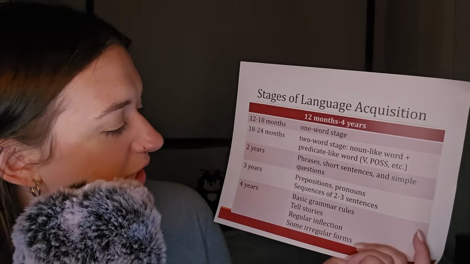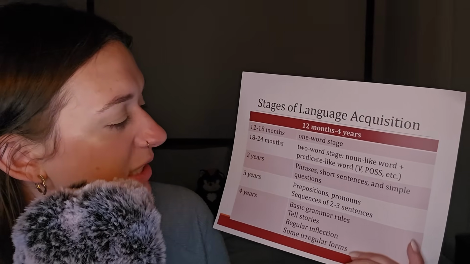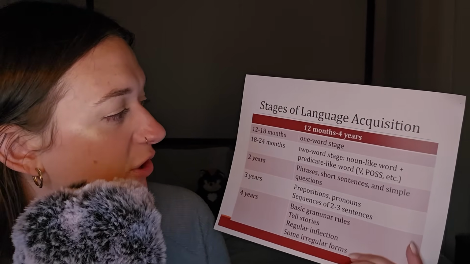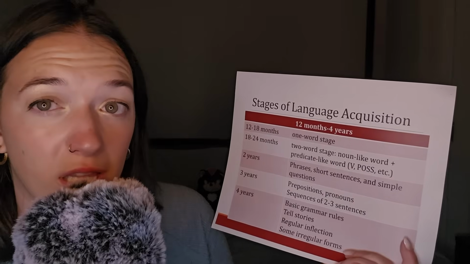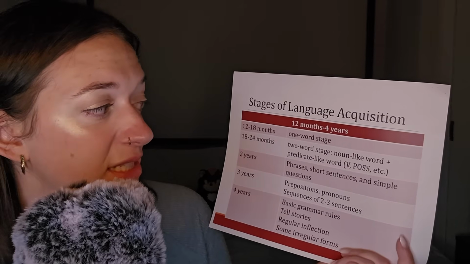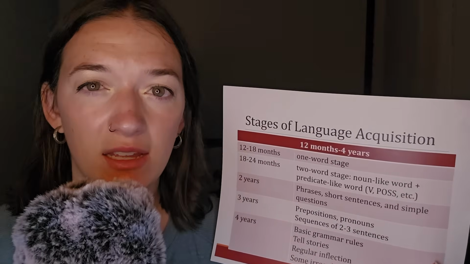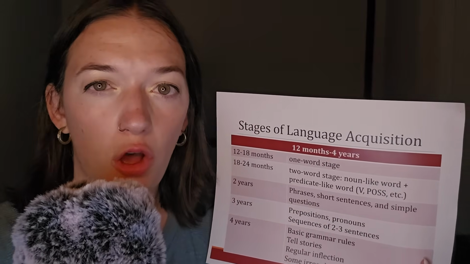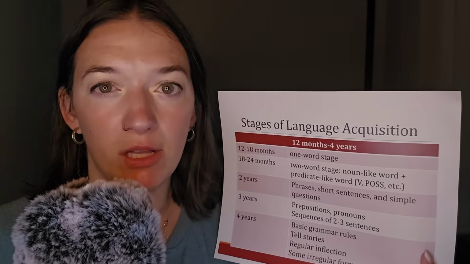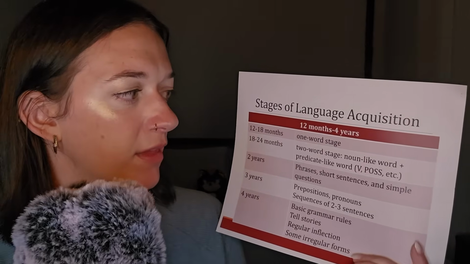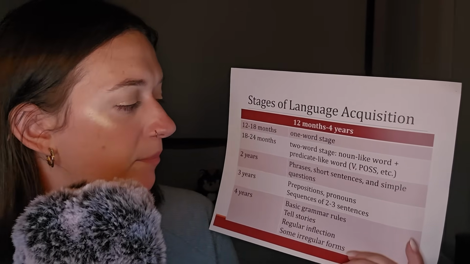So for 12 to 18 months, they are in the one-word stage. At 18 to 24 months, they are in the two-word stage. So they could have a noun-like word with a predicate-like word. So Blinky give, mama go, babies milk, things like that. They can do possessives, verbs, etc.